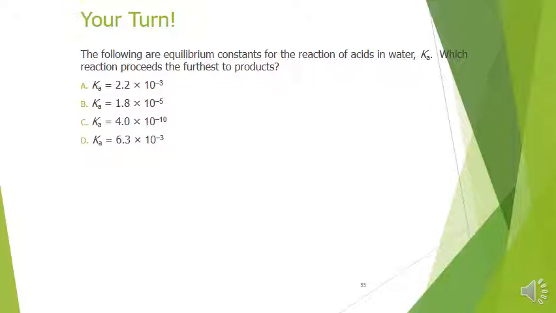Okay, then this is the final slide of this. Following our equilibrium constants for reaction acids and water, Ka, which reaction proceeds furthest to product? So K, we'll call it Ka because it has acids, is equal to product over reactant. So there'll be a lot of product, so this number has got to be very large. And so you want the number that has the largest exponent. If you look at these, it's either going to be 3, -5, -10, and -3.